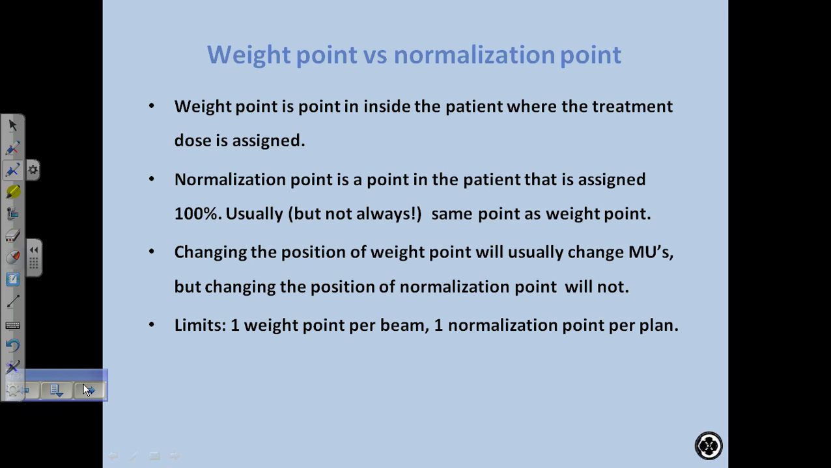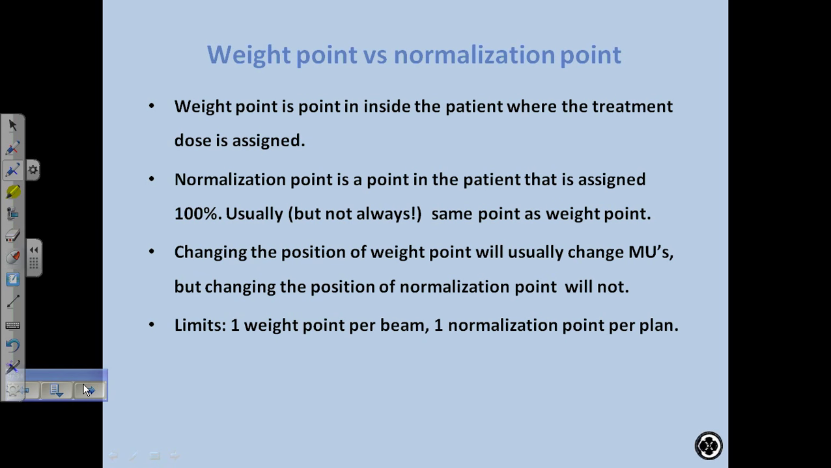At some point, you want to calculate MUs. If you don't want to calculate MUs and you just need to see percentage isodose lines, you don't need to put a dose in your treatment planning system because it's just going to be relative isodose lines. But at some point, you want to know how many MUs to give a certain dose. And if you haven't told the computer what dose to give, it has no idea what MUs to give, because these are proportional to each other. So when you assign the dose, you want to assign it to a point in the patient, okay?